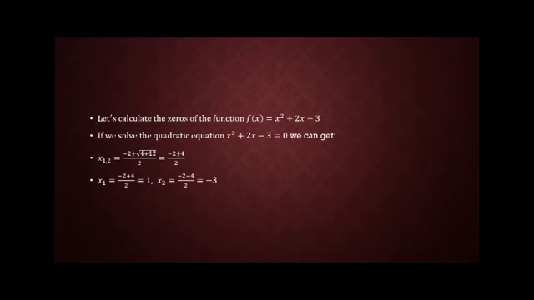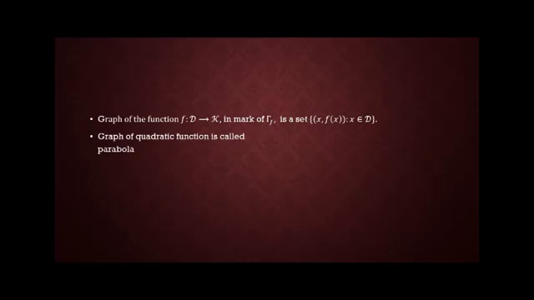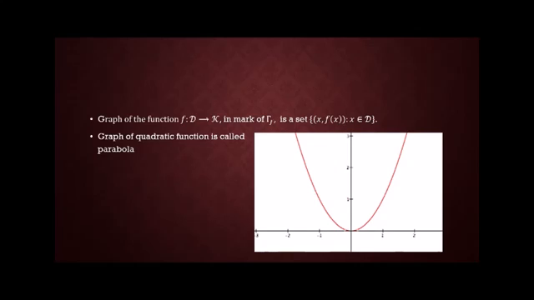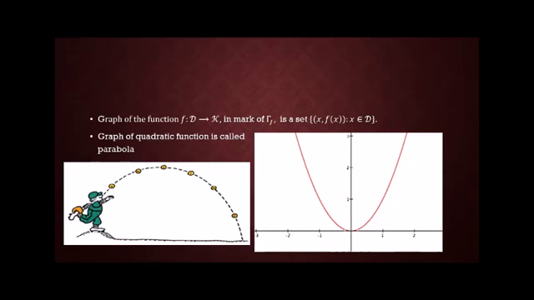The other question that I have for you to answer in your notepads is, do you remember what was the form of a linear function? Okay, so now let's see what is the graph of the function. As we said in the beginning, this is the definition of a graph. The graph of a quadratic function is called a parabola, and we can see parabolas everywhere in nature.